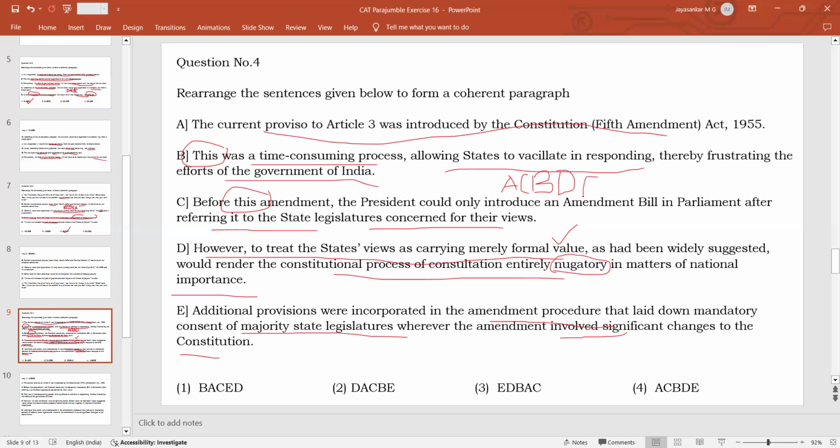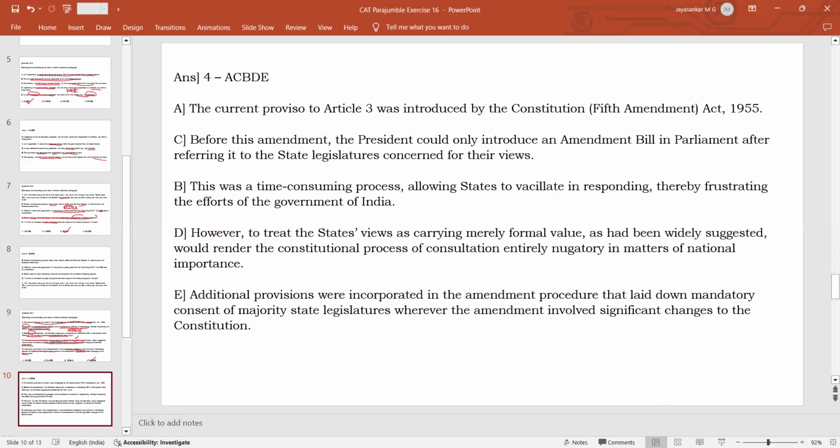That is why A, C, B, D, E will be the correct sequence. So again, it is only a question of accomplished reading or good reading and observation. If you are able to read and understand various types of articles, this becomes a very easy thing for you. Otherwise, it becomes difficult for you. So everything is testing your reading skill and nothing else.